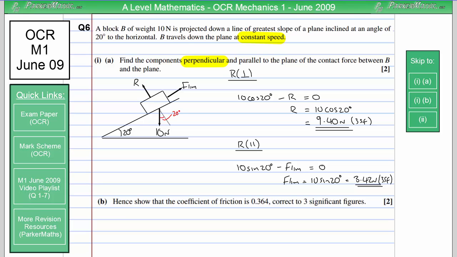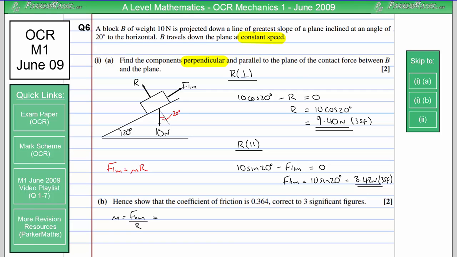Part B says, hence show that the coefficient of friction is 0.364, correct to 3 significant figures. Hopefully you're aware that limiting friction is defined to be the coefficient of friction mu multiplied by the normal contact force R. If we rearrange this, we get mu equals F lim divided by R.